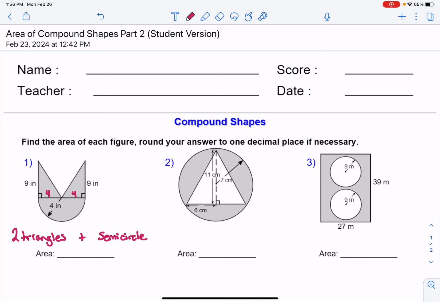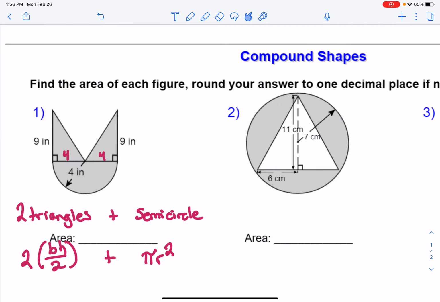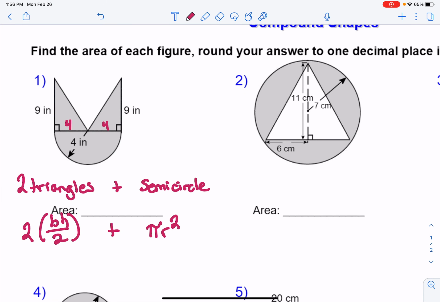So let's replace our shape names with the formulas. We know that the formula for the area of a triangle is base times height divided by 2, and we know that there's 2 of them. So we're going to do 2 triangles, which is base times height divided by 2, plus a semicircle. Now remember, the formula for the area of a circle is pi r squared, and a semicircle is going to be half that. So in order to find the area of a semicircle, we're going to do pi r squared divided by 2.